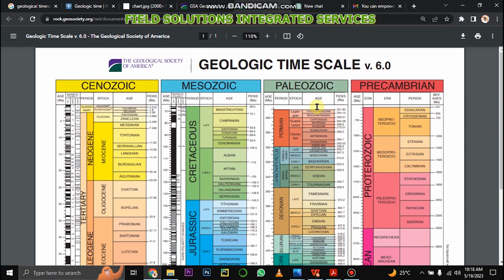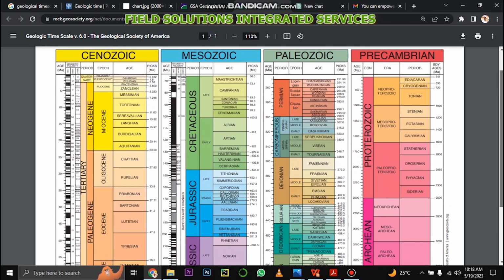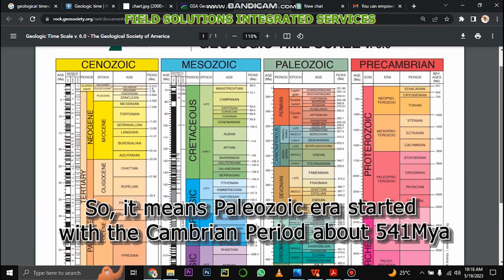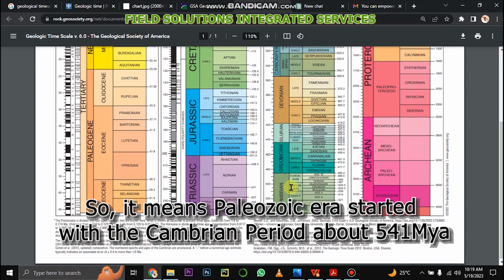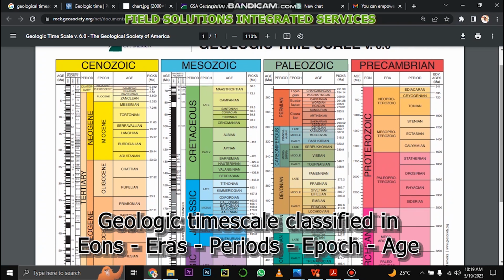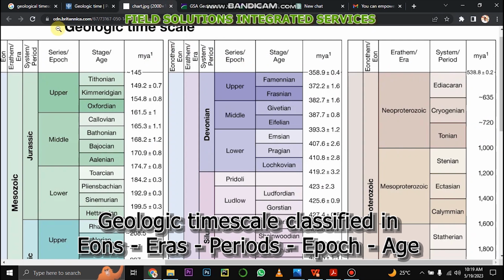Now understand that we are still under the same Paleozoic era. The Paleozoic era started around 541 million years ago from the Cambrian period. So the Cambrian period is the inception of the Paleozoic era. Within an era, we have subdivisions of what? Periods.